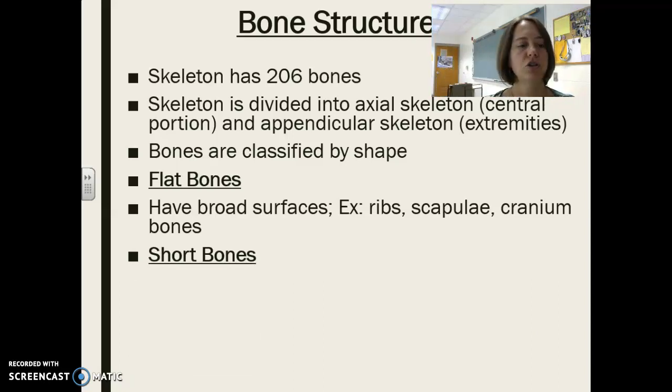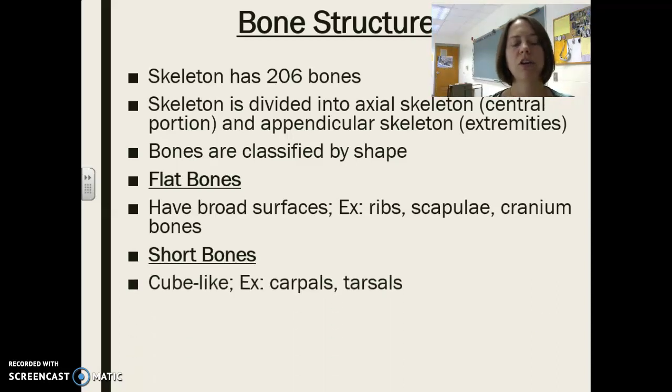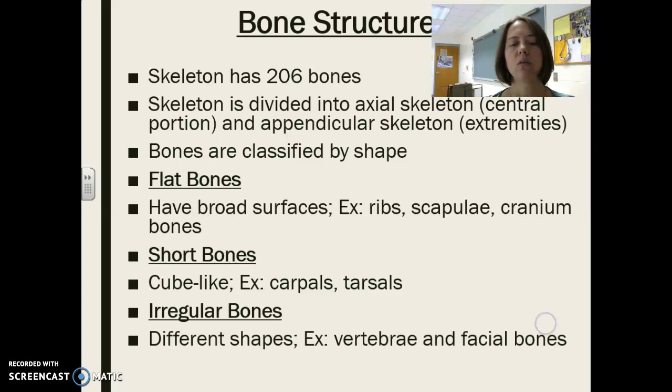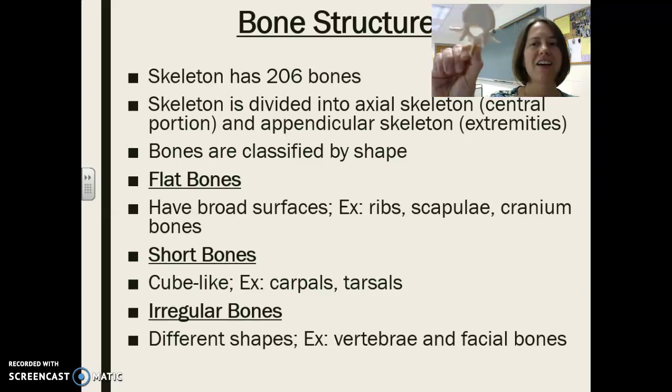Then there are short bones, which are more cube-like, like your carpals in your wrist, and you can see that these are kind of cube-like. You have irregular bones, which are all different shapes, and some examples are your vertebrae and your facial bones. So this is a vertebrae, and you can see how it is irregularly shaped.